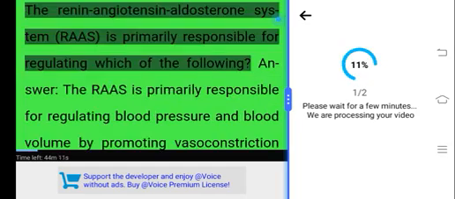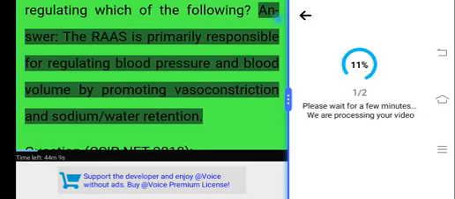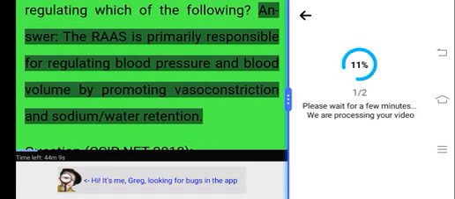Question. CSIR NET 2016. The renin-angiotensin-aldosterone system, RAAS, is primarily responsible for regulating which of the following? Answer. The RAAS is primarily responsible for regulating blood pressure and blood volume by promoting vasoconstriction and sodium and water retention.